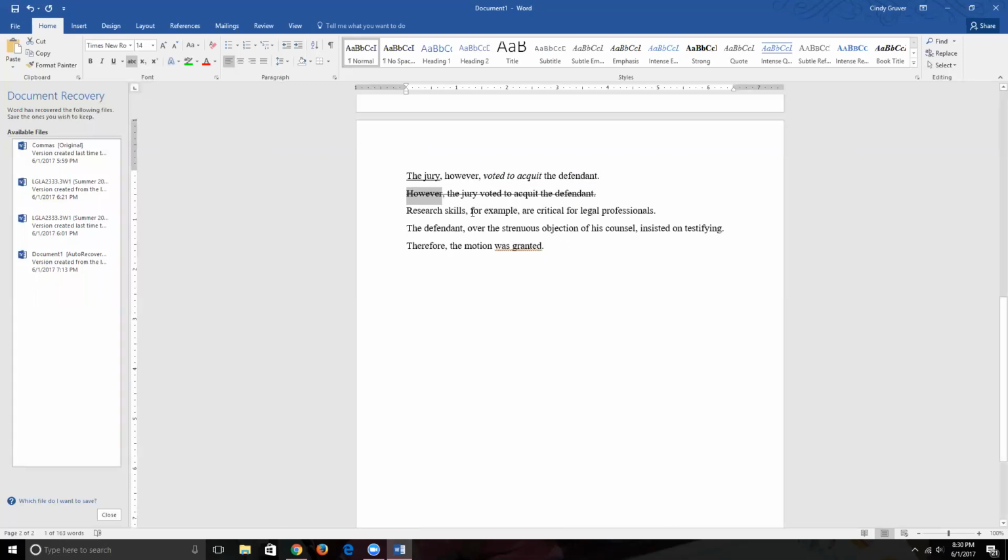Another good interrupter is for example, and it works very much like however does. I'm going to remove it for a second so we can check to make sure that we have an independent clause here. Let's read it. Research skills are critical for legal professionals. So we have our subject, research skills. I'm going to underline that. We have our verb, are, and let's read the whole thing. Research skills are critical for legal professionals. That's a clear expression of an idea. The idea is complete. And then we have the interrupter.